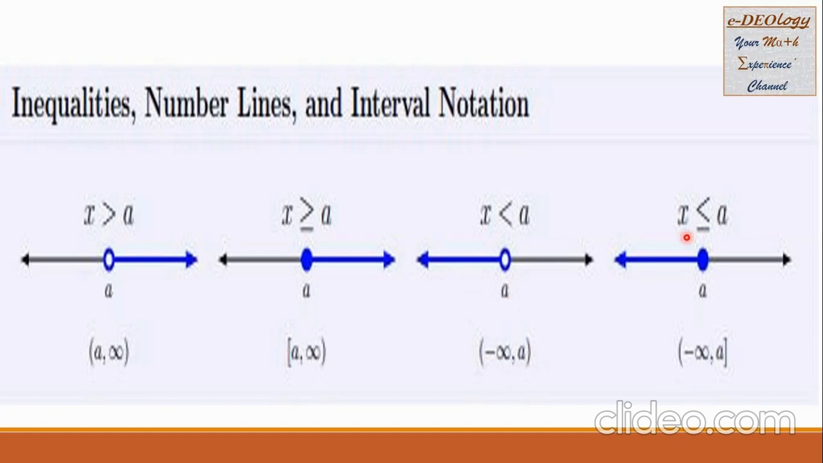The fourth type is x is less than or equal to a. This time, the a is part of the solution, and all the numbers that are less than a, so it is going to the left side. And on top of a, we use the solid dot. For the interval notation, we put parentheses every time there is infinity, and this is negative infinity, comma, and a with a square bracket. And that means the a is part of the solution.